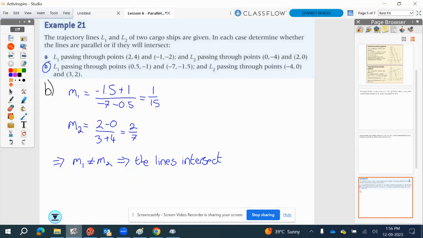Okay, so for question B, we put the 2 points into the slope formula and we get these 2 numbers, 1 over 15 and 2 over 7. These are almost the same, but not quite. That means that the gradients are not equal, which means the lines will intersect. Only parallel lines don't cross. But does that not mean that they're perpendicular? No, they're not perpendicular because you could test that by doing the product, but we can see neither of them are negative. Also the question says determine whether the lines are parallel or if they will intersect. So if they're not parallel, then they intersect.